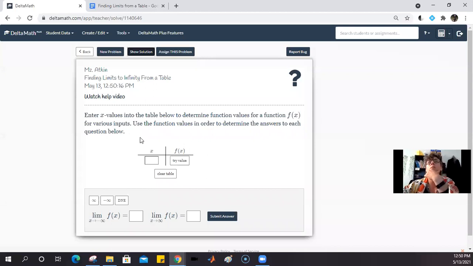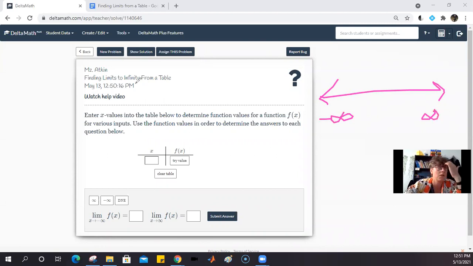All right, I want to talk about one more type of question where we are looking for the limits to infinity from a table. So we're going to enter values again, but we are trying to see what happens as x goes to negative infinity and x going to positive infinity. On our number line, we're looking for the very, very ends of it, which of course don't really exist. Infinity is not really a number, it's a concept. But to figure out our limits here, we have to plug in actual numbers.